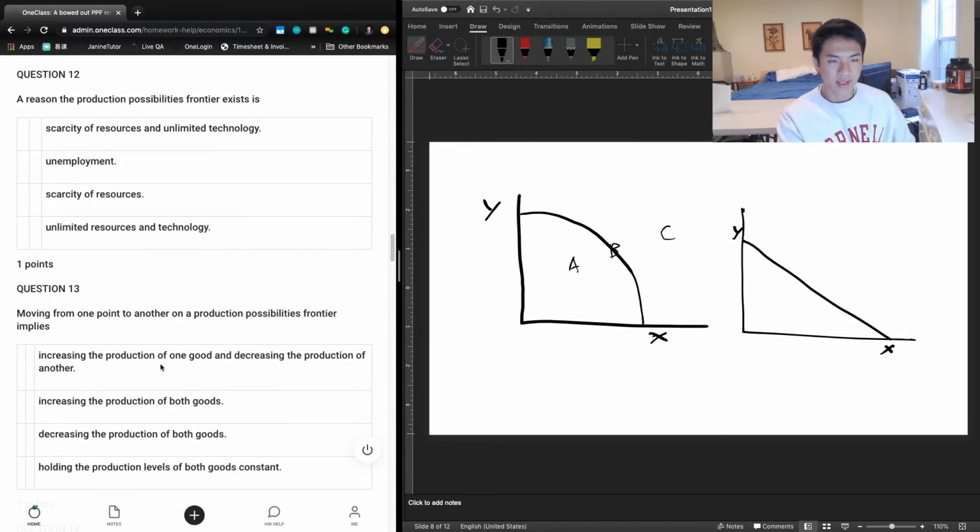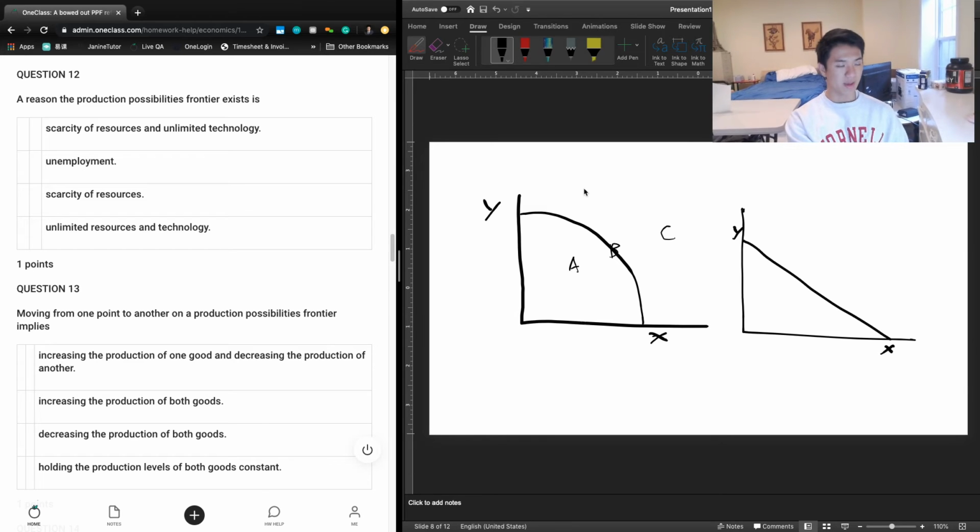Question 12. A reason that the production possibilities frontier exists is scarcity of resources and unlimited technology. And so scarcity of resources, definitely, right? You have a limited amount of resources. You can only produce two goods. You therefore are limited by the frontier. Unlimited technology, however, is not the case. We are also limited by technology because technology is what allows us to assemble our resources together. Unlimited technology assumes that we are infinitely advanced in our technology, and we could probably create crazy, unimaginable things from scarce resources, very low amounts of resources, and that's not the case.